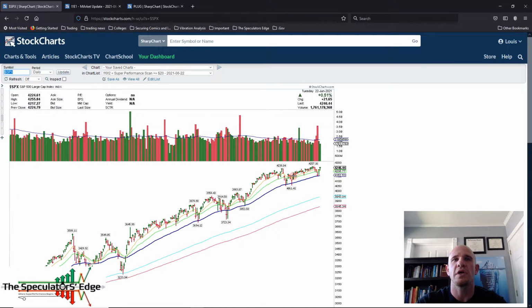Other than that, this is the S&P 500. We are still in that uptrend. Had a beautiful day yesterday, up, and now we're shooting close to all-time highs here at 4,257. It made a high at 4,255, so we're on the brink of all-time highs with that one. That's good to see. That's really good to see.